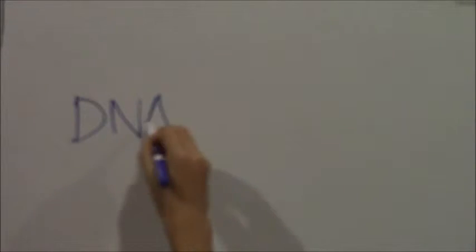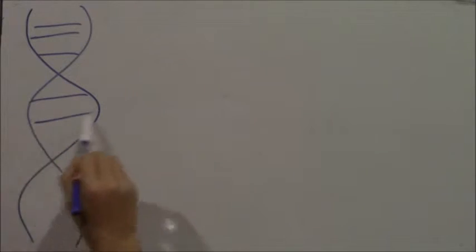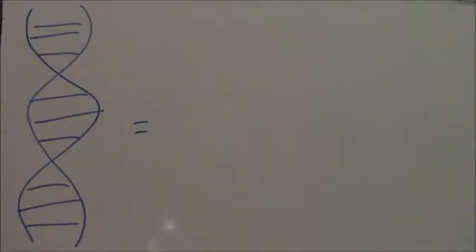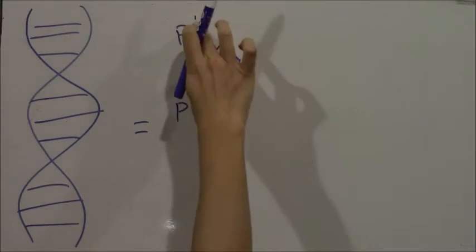Before we talk about the process of protein synthesis, we must understand the structure of DNA. DNA is a double helix and consists of two strands containing deoxyribose sugars and phosphate groups running parallel to each other in opposite directions, aka it is anti-parallel.